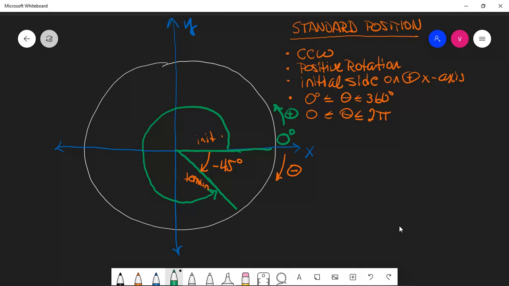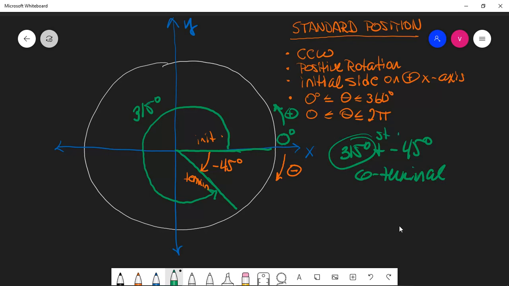What is that angle going to be? What's that? 360 minus 45. That should be what? 315? Is that it? 315 degrees. So 315 would be coterminal with negative 45. Coterminal, but 315 is the standard position.